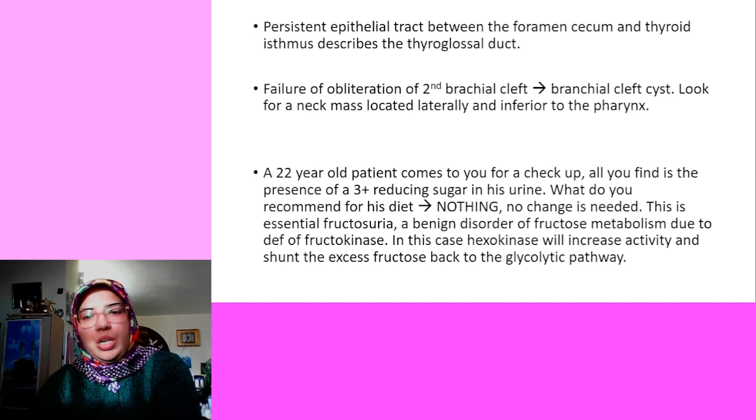A 22-year-old patient comes to you for a checkup. All you find is the presence of a 3+ reducing sugar in his urine. So remember, he's 22 years old, and only now that you're finding out that he has a reducing sugar, this is essential fructosuria. There's nothing that you need to do about it.